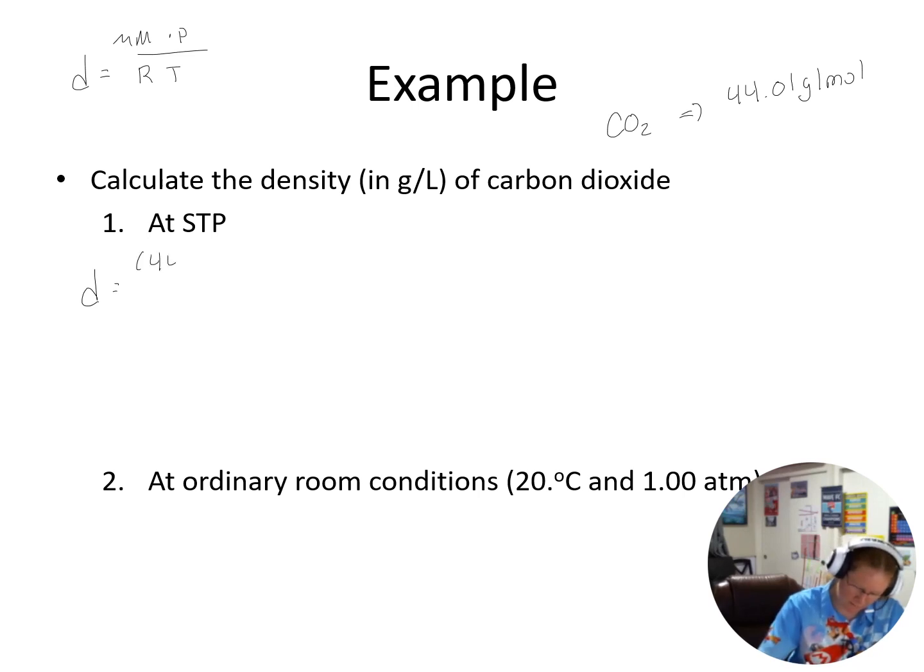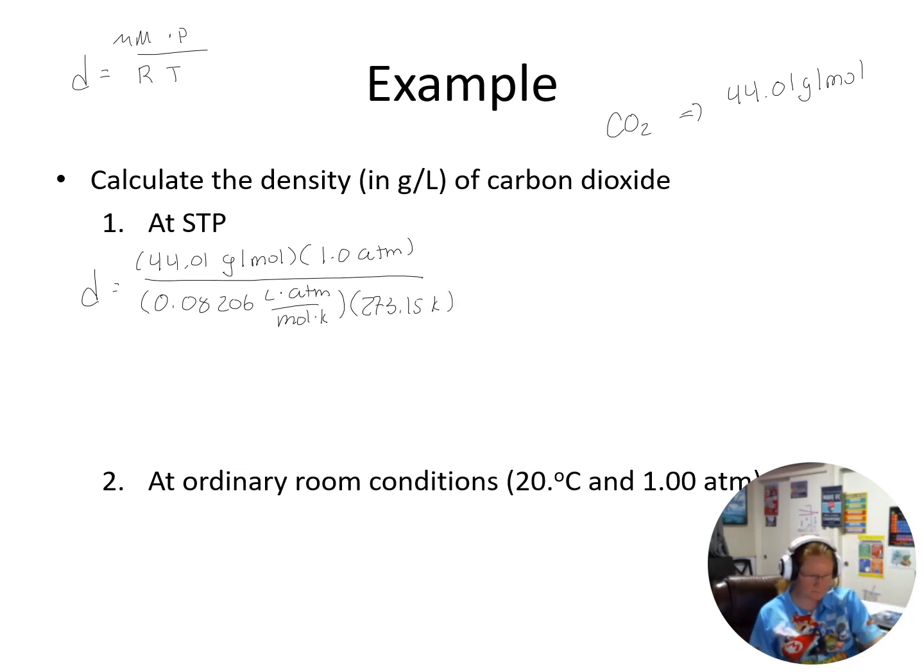So we're going to take our 44.01 grams per mole times STP, so 1.0 atmospheres, over our 0.08206 liter atmosphere per mole Kelvin, and our temperature, 273.15 Kelvin. Kelvin cancels, moles cancel, atmospheres cancel, and look what we're left with, grams per liter. And we will get 1.96 grams per liter.